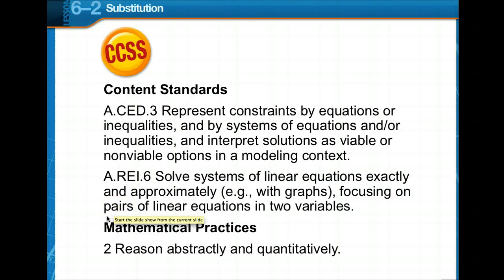Well, we are ready to begin our second lesson on systems of linear equations. Today we're going to learn about how to solve them using substitution. So as previously, I would like for you to pause this video for a moment, read through the Common Core State Standards and the mathematical practices we'll use as we do our exercises.